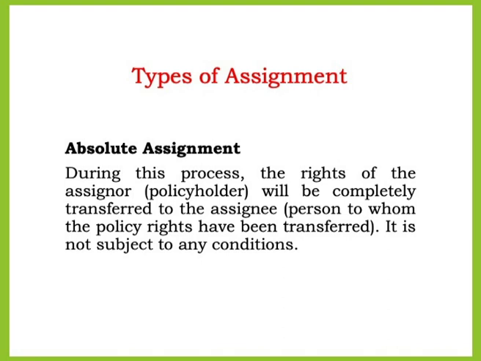In types of assignment, the first one that you have is called absolute assignment. During the process of transferring the rights, if the rights of the policyholder are completely transferred without any condition, there are no conditions attached to this assignment, but a complete transfer of the rights happens, and the person to whom the policy rights have been transferred gets unconditional rights on the policy, no conditions attached, then it is called an absolute assignment.